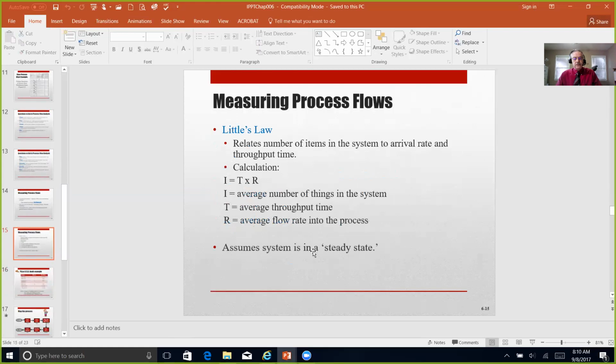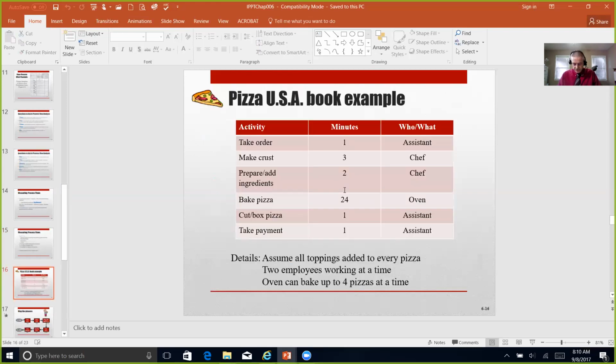We talked about Little's Law already, and there's just another chart, another graph, another PowerPoint slide on that, and it also assumes a steady state condition. It does not take into consideration, again, those random arrivals, which are absolutely hard to predict, as you can imagine. So here's a measuring process flow at PISA USA, 123, 124, 125.